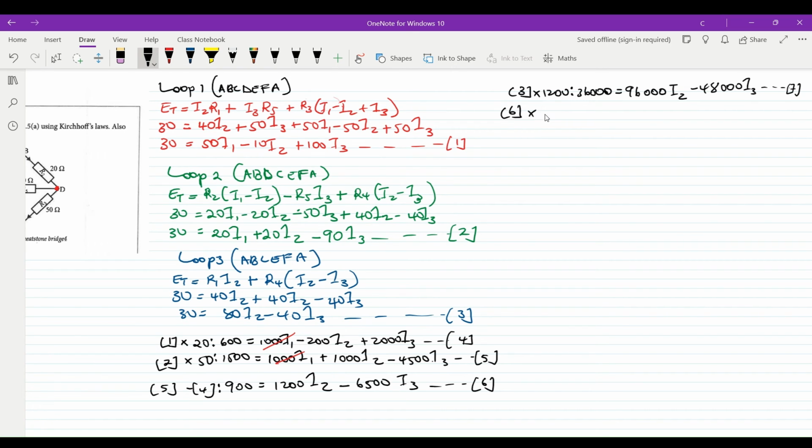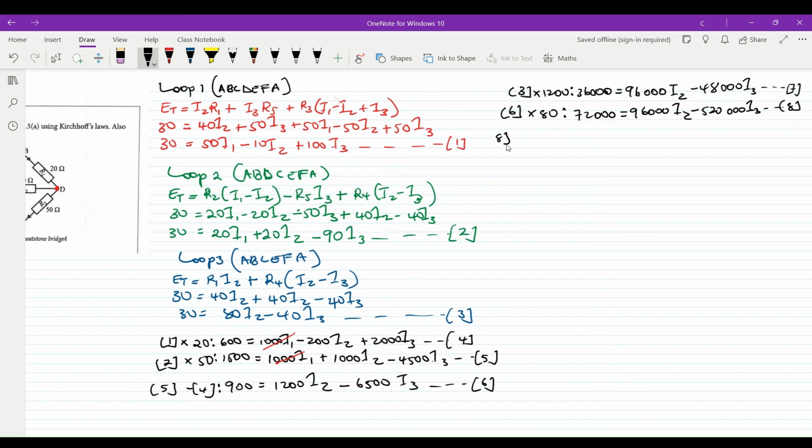We want to multiply equation 6 by the coefficient of I1 from equation 3. So we're going to say 80 multiplied by 900. This should give us 72,000. We're going to say 80 multiplied by 1,200. This should give us 96,000. And then lastly, we want to say 80 multiplied by negative 6,500. This should give us negative 520,000 I3. This is our equation 8.